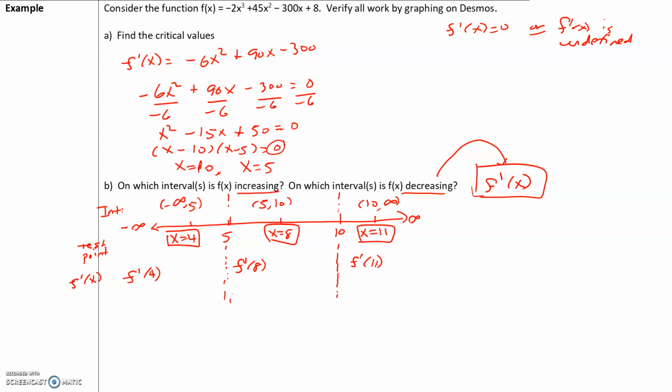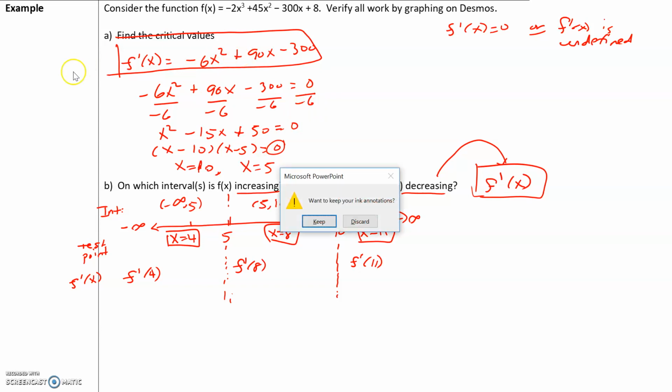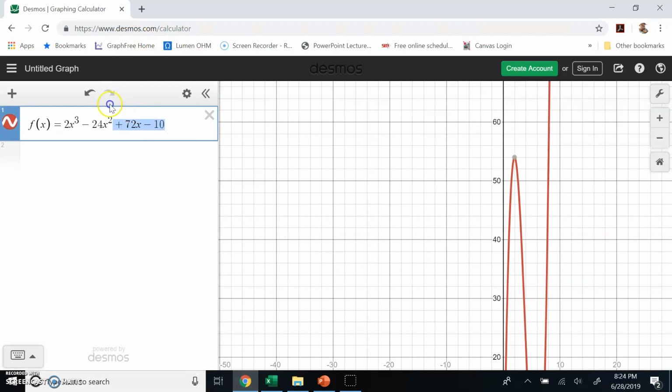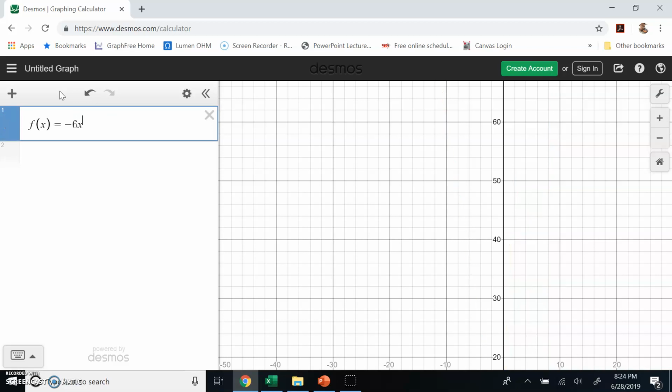Okay, so this is our derivative right here. Use this one and not the simplified one. We simplified it just to solve the equation, but this is the actual first derivative, so we're going to use that. Now, I highly recommend that you don't do this by hand. You can use Desmos or a calculator or something that's going to make it easy on you, but I'm going to be using Desmos. So here's my first derivative. It's equal to negative 6x to the second power plus 90x minus 300.